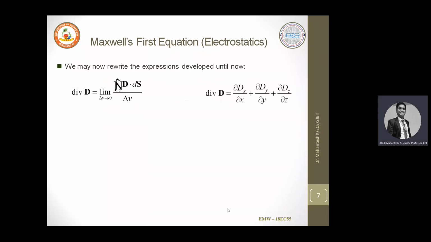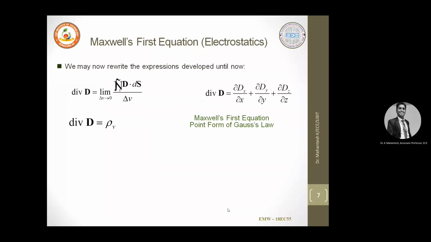Again, we know divergence of D is equal to ∂Dx/∂x plus ∂Dy/∂y plus ∂Dz/∂z. But also divergence of D is equal to rho v, using Maxwell's first equation, the point form of Gauss law. This is Maxwell's first equation, the point form of Gauss law, where delta v tends to 0.